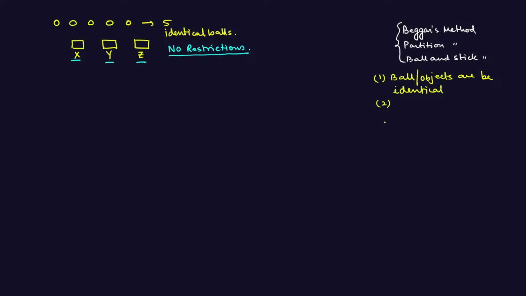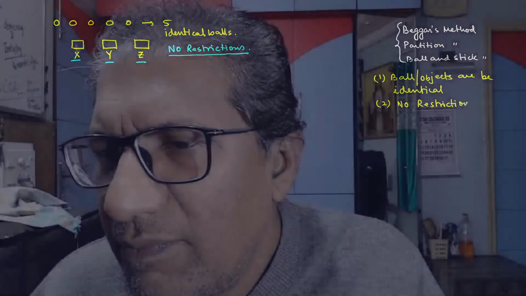And the second condition is that there is no restriction. Very, very important. There is no restrictions. Now the question can come, sir, if there is any restriction, can we use this method? Answer is no. If there is any restriction, if I say that that person will get at least 2 balls or 3 balls or at least 1 ball, everyone must get at least 1 ball. This kind of restrictions, whenever I impose, you cannot use this method directly.